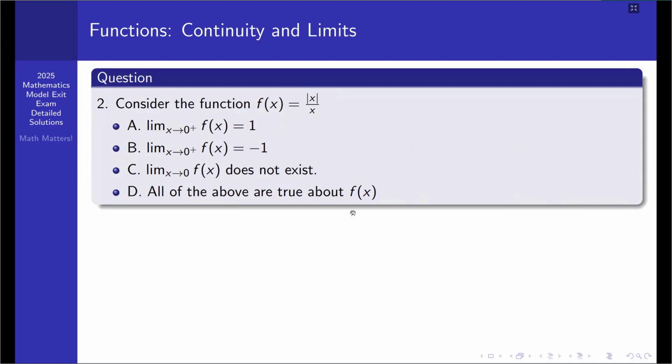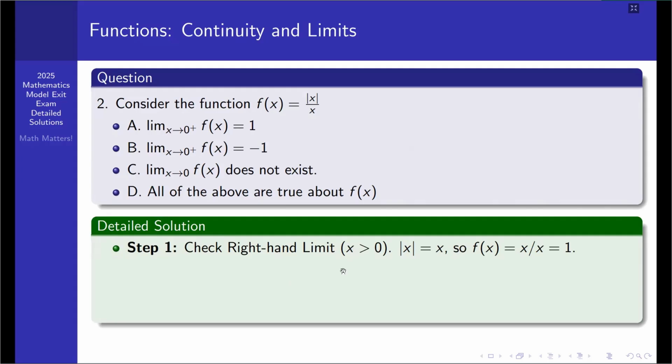Next, question number 2. Consider the function f of x equal to the absolute value of x over x. And then we have these alternatives. The first one is the limit of f of x when x approaches 0 from the right side is equal to 1. Or the limit of the same function at 0 from the right side is minus 1.